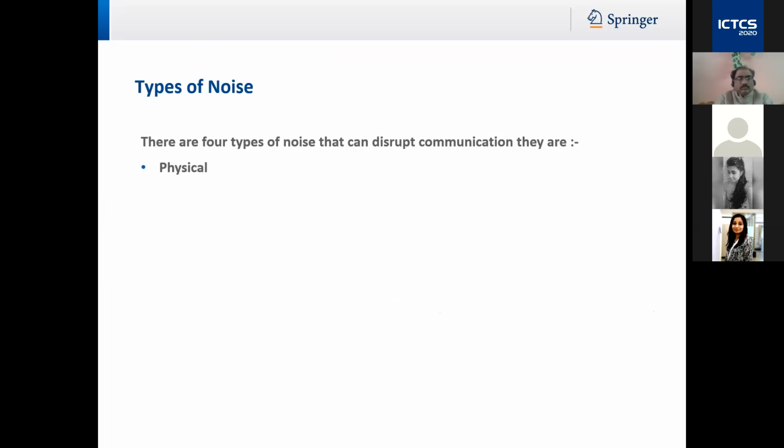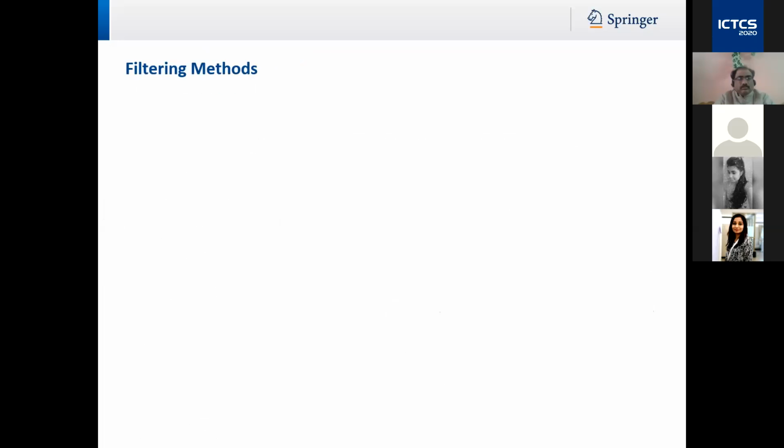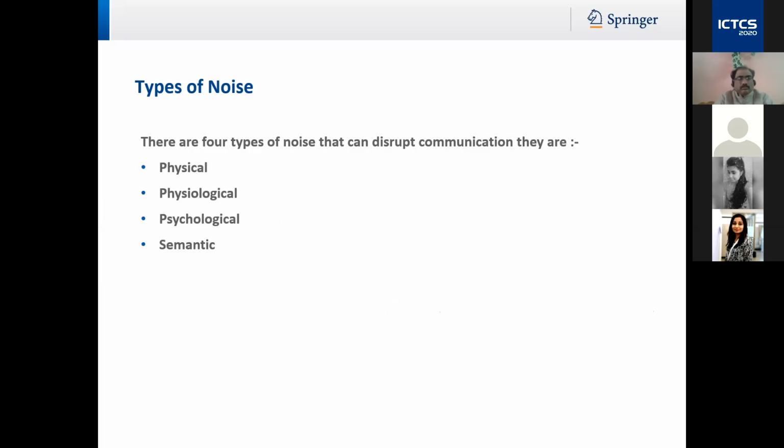When we speak about phonemes, there will be background noise present. It may be any one of these: physical, physiological, psychological, and semantic. We'll see in detail. Physical noise is interference that is external to both speaker and listener. Physiological noise is created by barriers within the sender or receiver. Psychological noise is a mental interference in the speaker or listener. Semantic noise is an interference created when the speaker and listener have different meaning systems.